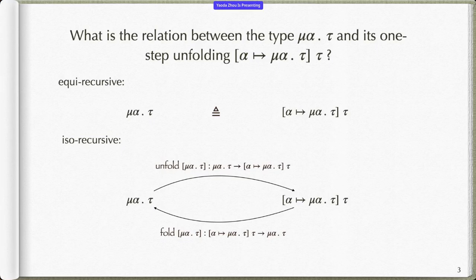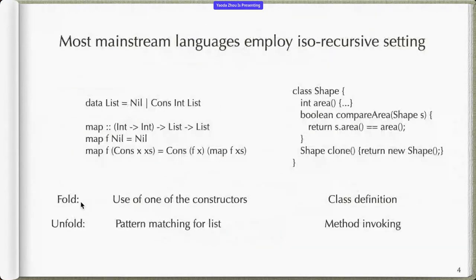So in the iso-recursive setting, a recursive type and its one-step unfolding are converted by a term-level fold and unfold operation. The fold operation will construct a recursive type from its one-step unfolding, while the unfold operation will open a recursive type to its one-step unfolding. And most mainstream languages employ an iso-recursive setting, which is also the main focus of our paper, the iso-recursive types.